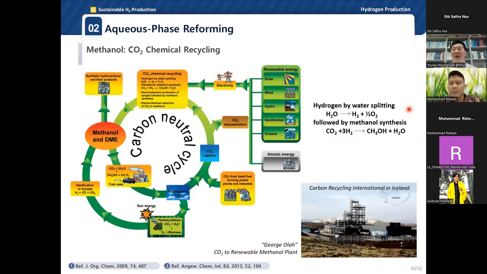And then you know that methanol right now is about ammonia shipping and also methanol shipping. So it's becoming popular. So why is methanol becoming popular in shipping? Because methanol comes from CO2. Here, this is a plant in Iceland. The company name is Carbon Recycling International. That company is using CO2 and geothermal energy to make methanol. So right now methanol is a very carbon neutral resource for our sustainable hydrogen production.